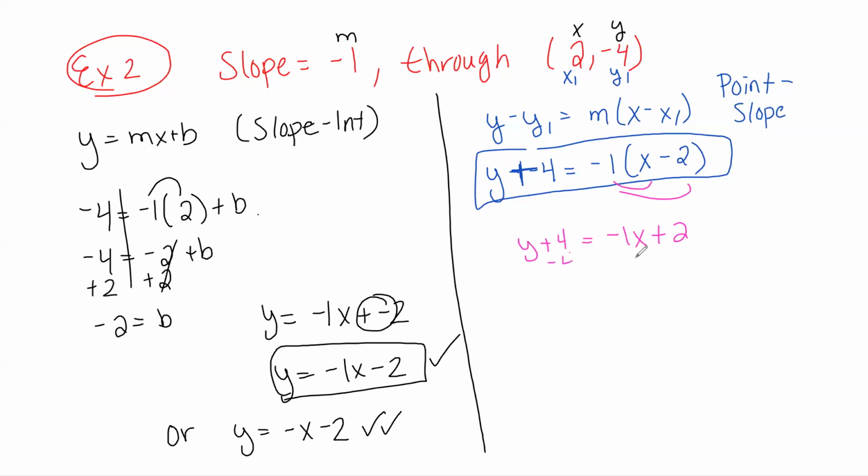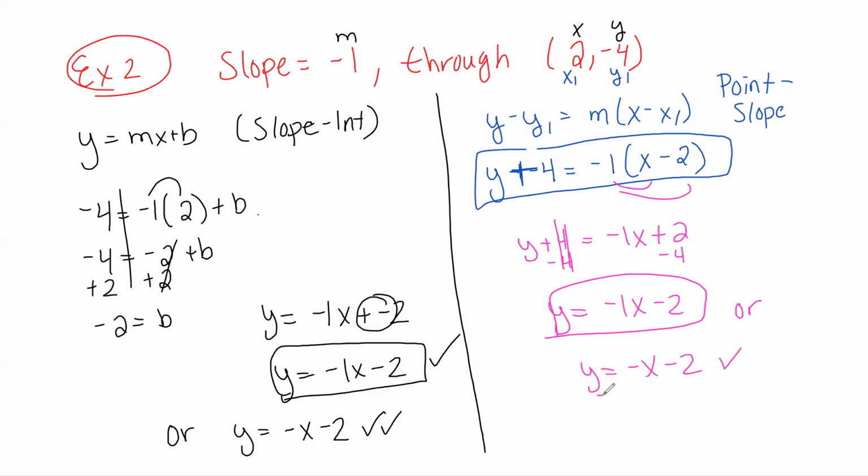So I'm going to distribute, and I'm going to subtract 4, giving me y equals -1x. 2 minus 4 is -2. Answer. Or again, you can cut off the 1 just to be a little lazy, and that's fine. That's what we prefer, actually. -x minus 2. Check. Boom. Potato, potato, they both work just fine.